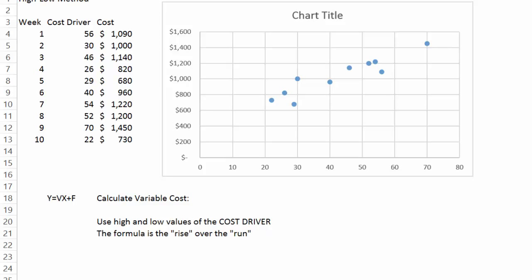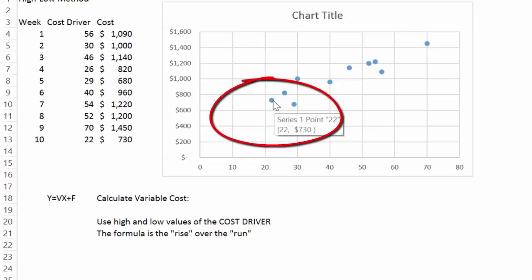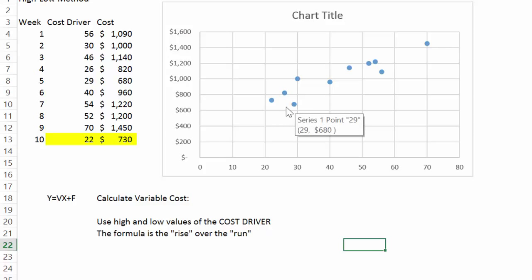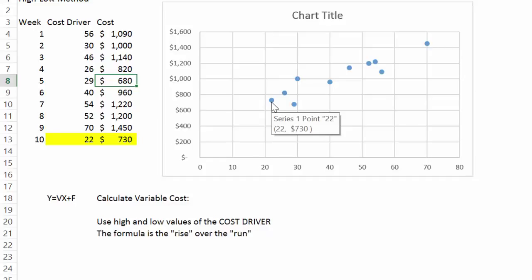So if we come over here and we look, we have our low cost driver, 22,730. That is our low. So let's go ahead and highlight this and call this our low. Highlight that with yellow. Notice that this has got a lower dollar amount. There is a $680 amount, but we don't want that. We want to go from the lowest driver to the highest driver. Ignore the low and the high dollars. Just look at the low and the high driver for right now.